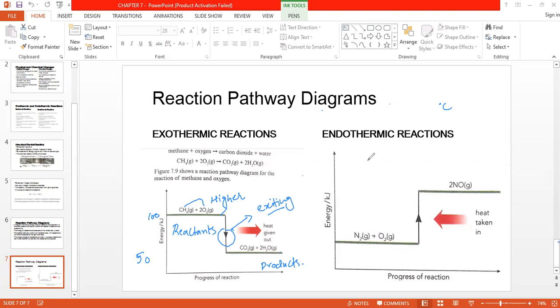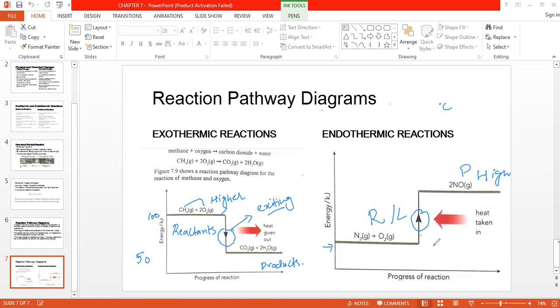If I move towards the endothermic reaction, then I'll see that my reactants are at the lower energy level and my products are at the higher energy level, and the upward arrow shows that heat is taken into the system, and as a result the products are produced at the higher energy level. This is at the lower energy level and these are at the higher energy level. For example, production of nitrogen monoxide involves the taking in of heat energy due to lightning strikes. So as a result of that, our product is produced.